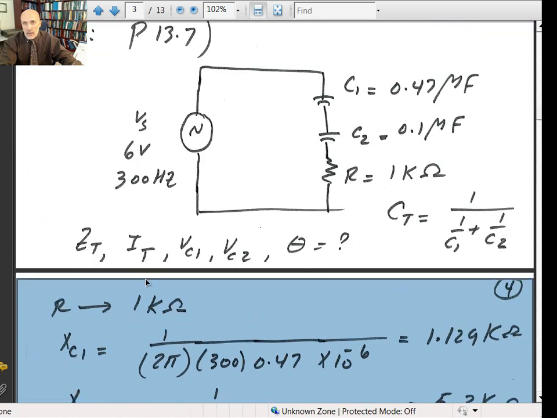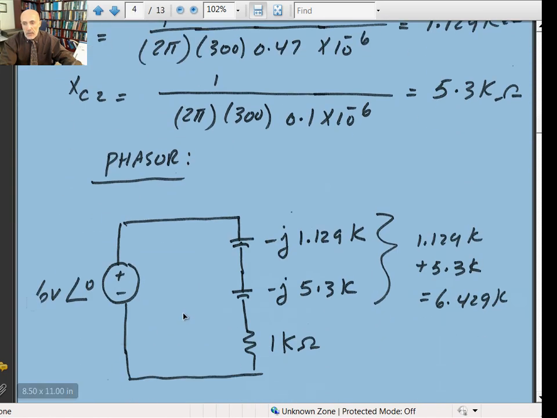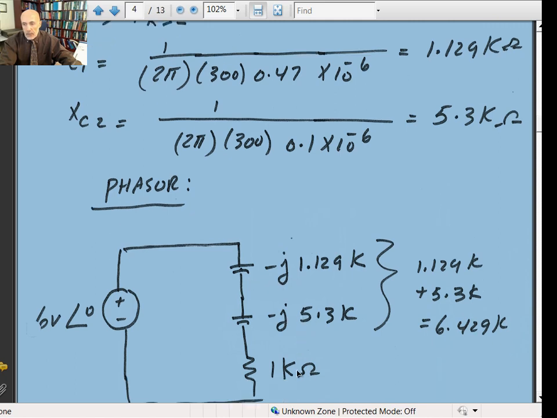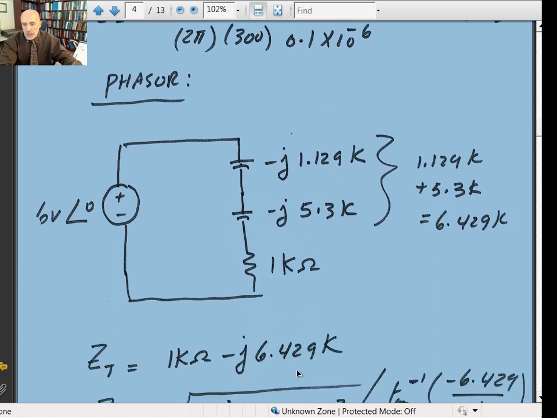This is 6 volts at an angle of 0. You're going to take that as a reference. Minus J. Again, make sure you put a minus J in there to account for the negative phase shift. And then the 1 kilo ohms. Calculate Z total, which would be equal to 1K plus these two combined, and that gives you minus J6.42 kilo ohms.